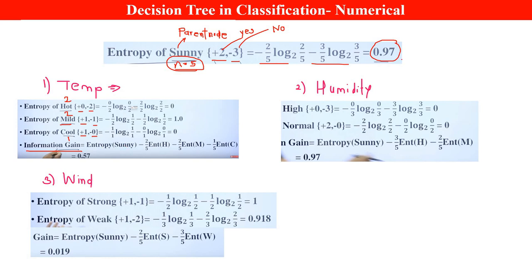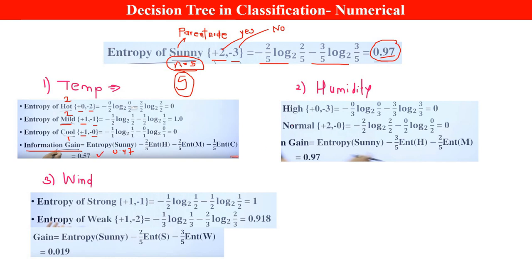Entropy for the sunny, in this case, is 0.97. So this is 0.97 for the sunny as a parent node, minus hot, the weighted average. For the hot it is 2 and total observations are 5, so 2 by 5 multiplied by 0. For mild it is 2 by 5 multiplied by 1, and for cool it is 1 by 5 multiplied by 0, multiplied by entropy. So we'll get here 0.57.